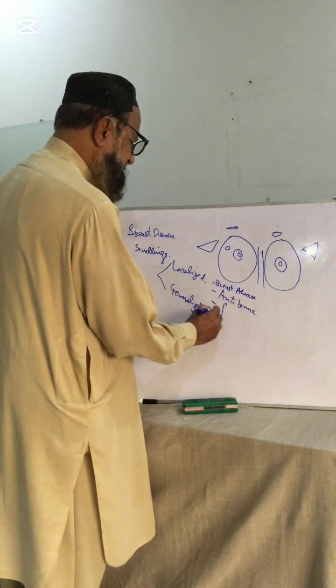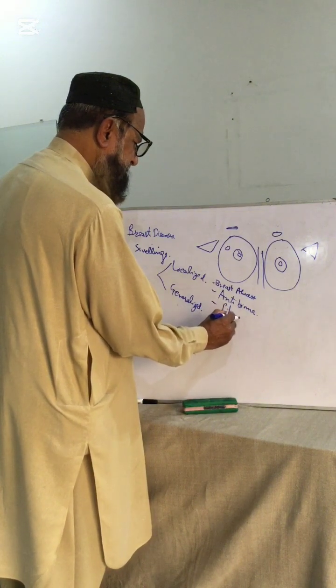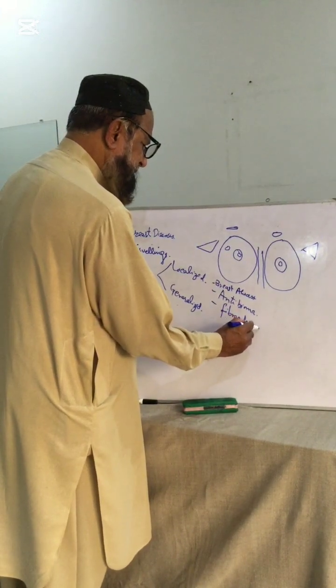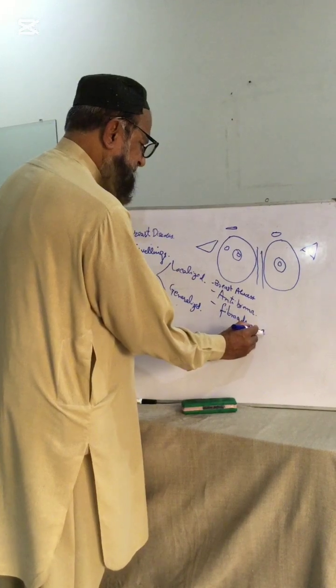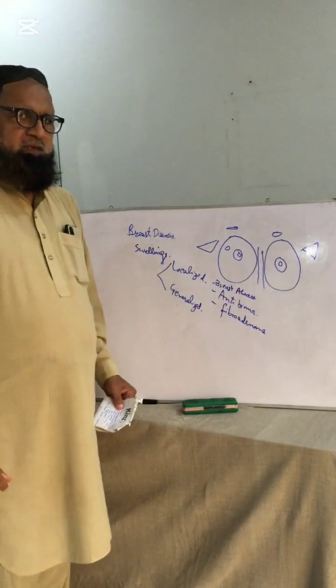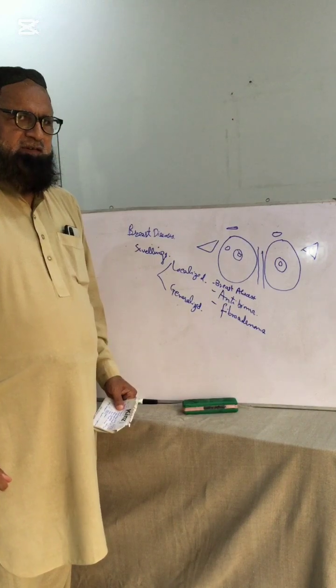Then there may be fibroadenoma. Fibroadenomas are in the young ladies. They are discrete swellings. They may be single or multiple. They are neither attached to skin nor to deeper tissues, and their lymph nodes are usually not involved.